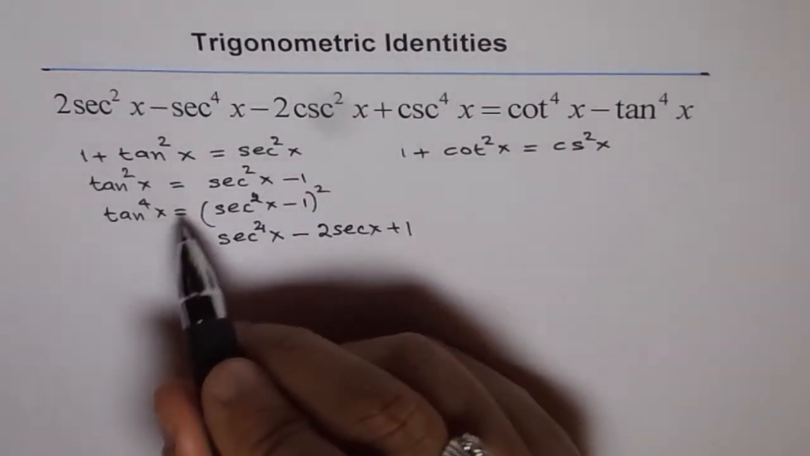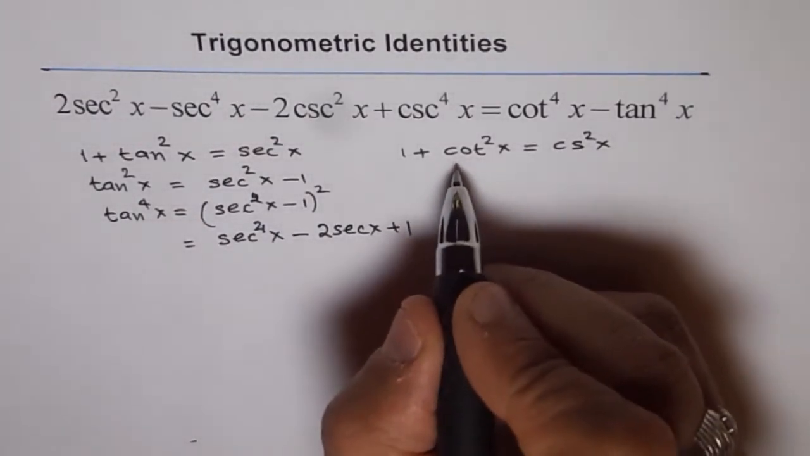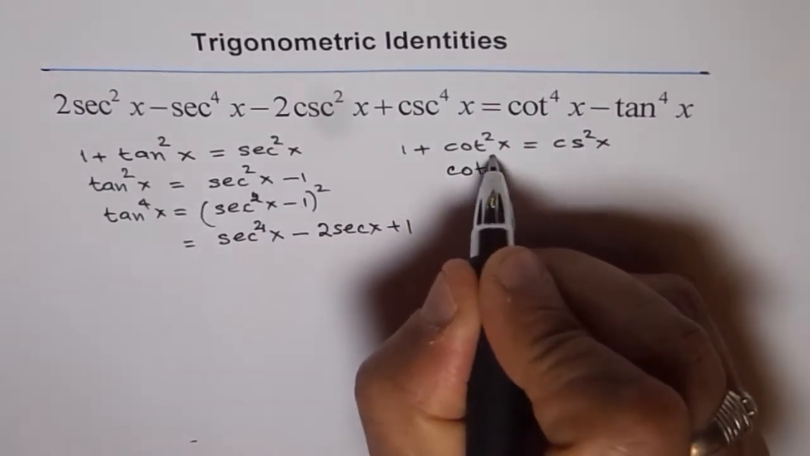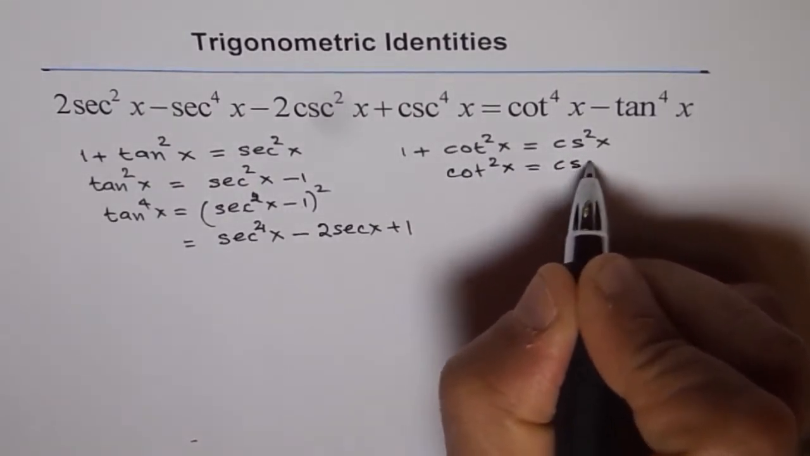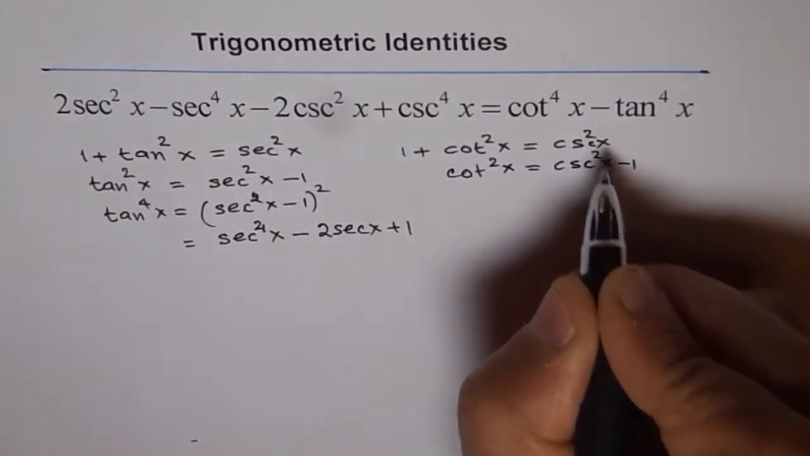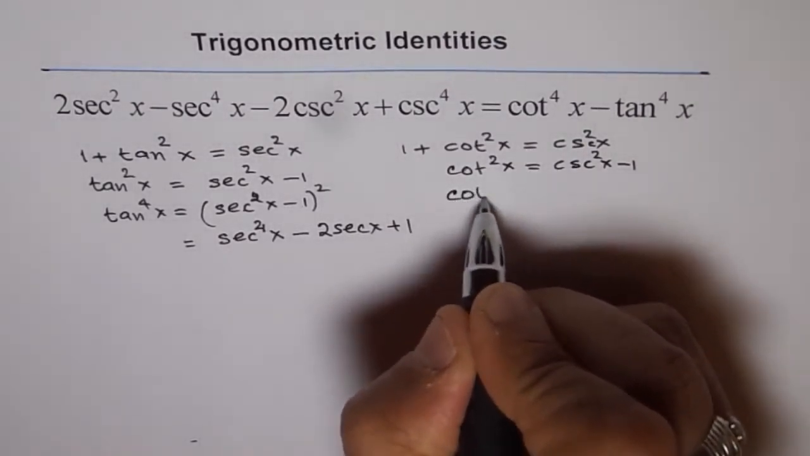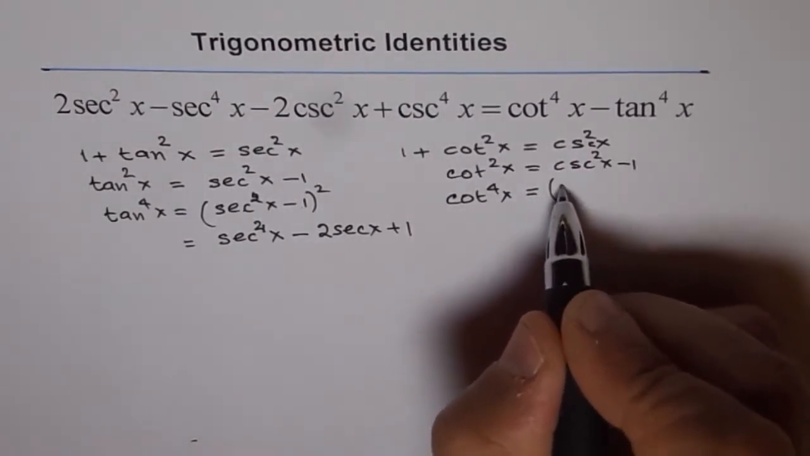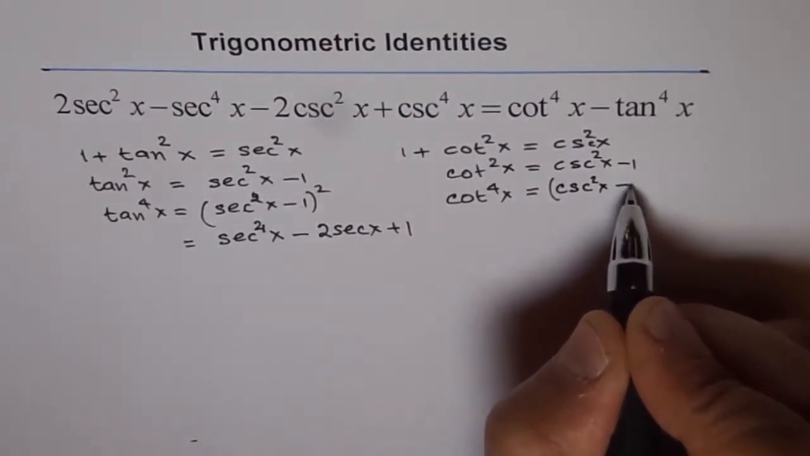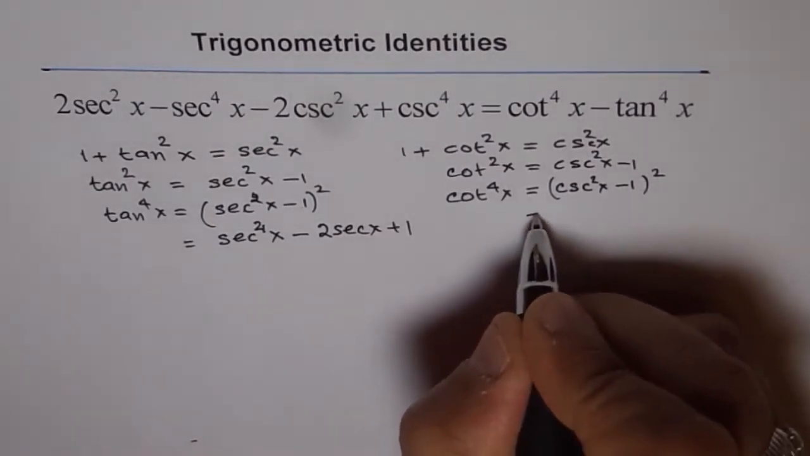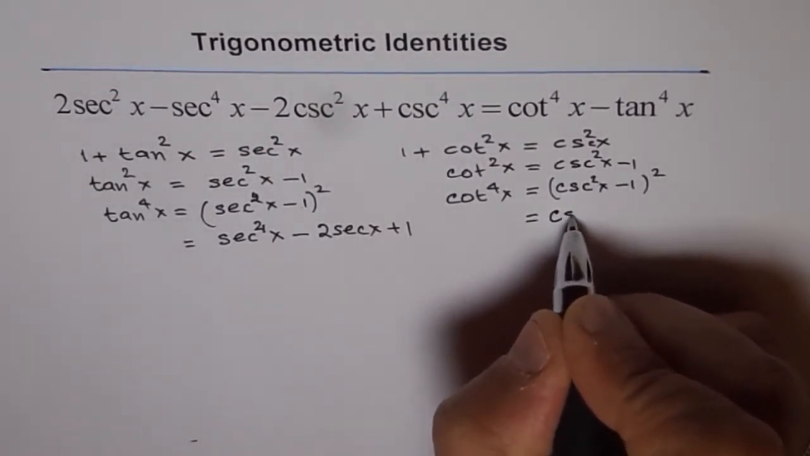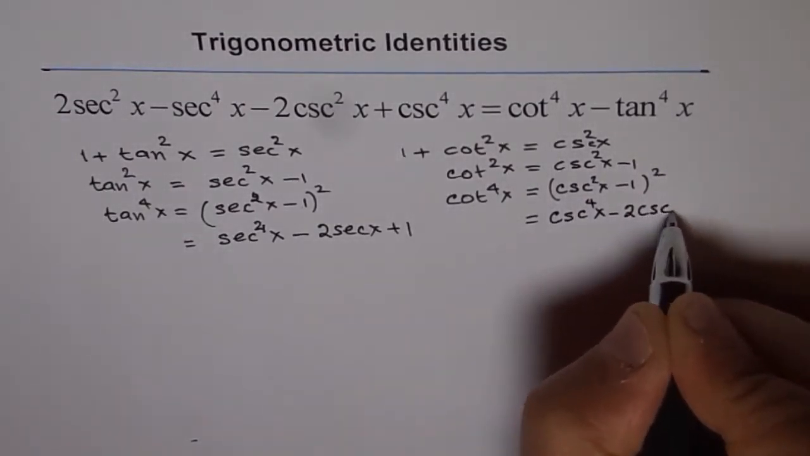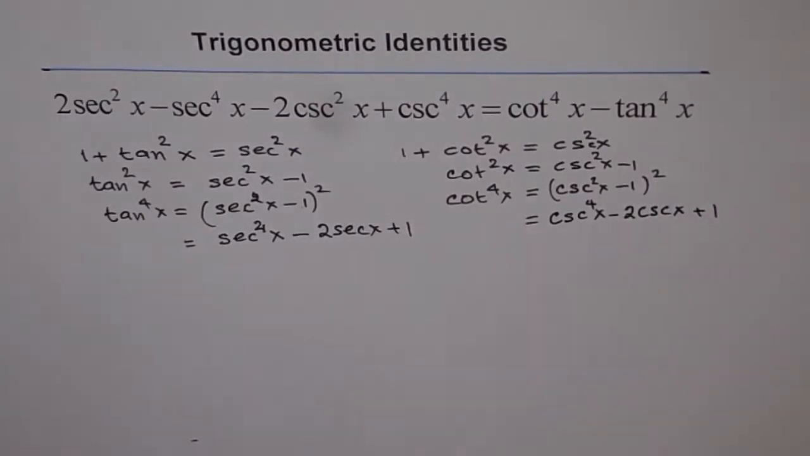On the right hand side we have a very similar expression, so let's write down what cot to the power of 4x is, like we did here. We can say cot square x is cosecant square x minus 1. So for cot to the power of 4x, we square both sides, and we get cosecant square x minus 1 whole square. This can be expanded as cosecant to the power of 4x minus 2 cosecant square x plus 1, correct?